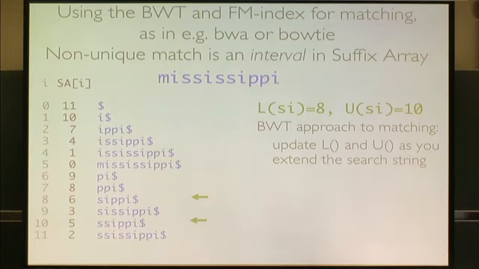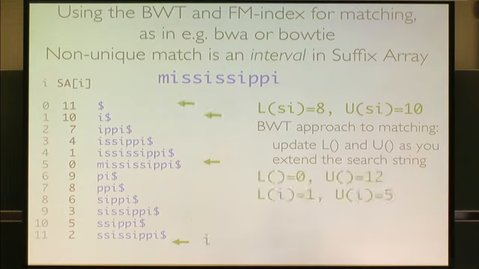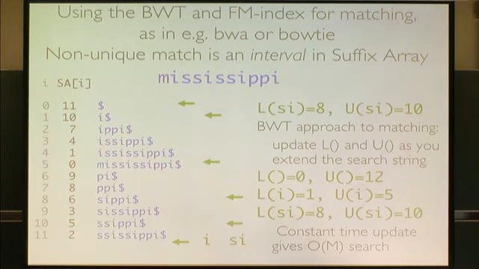So here's an operation. The empty string will match anything. So that's how you initiate things. And then we have an I. So that's the first character, and that's an interval from here to here. And then we're going to prepend, put the next character on the front, so we have SI matching from 8 to 10.